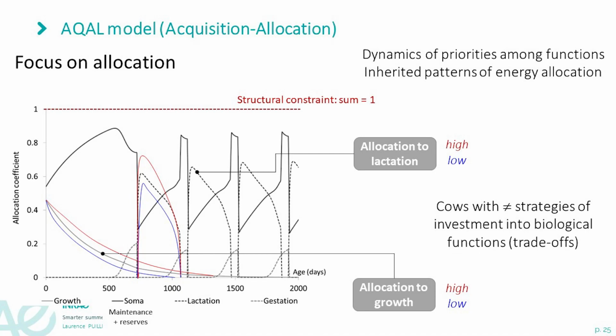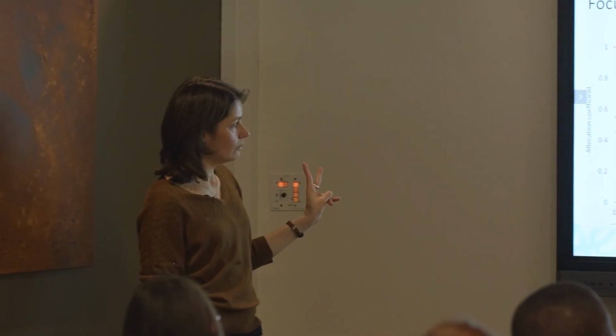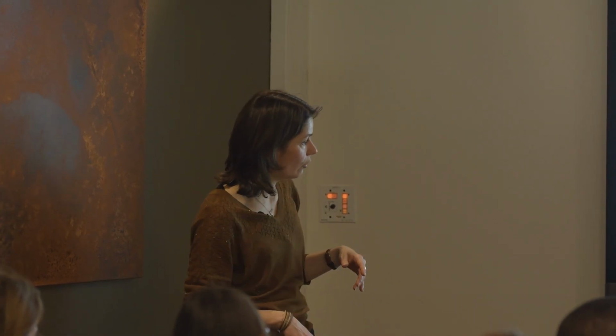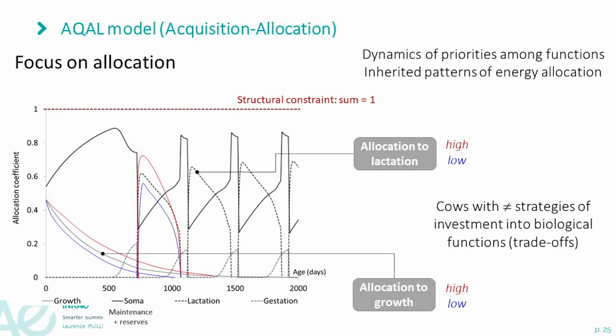And so far, I'm playing with only two parameters that I consider as genetic scaling parameters, one for allocation to growth and one for allocation to lactation. And the same, you pick the high or low value you want for each of these equations, and you're able to simulate very different cows related to their strategy of allocating to growth and their strategy of allocating to lactation.